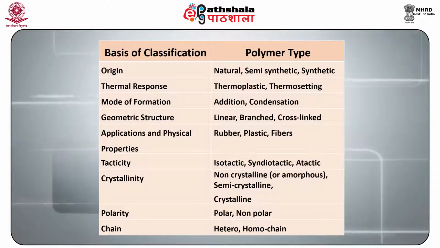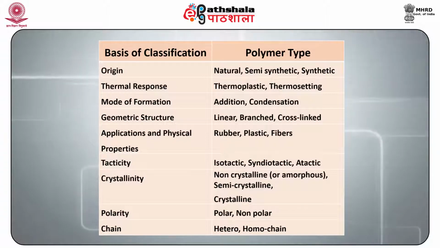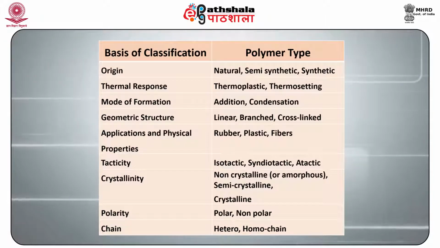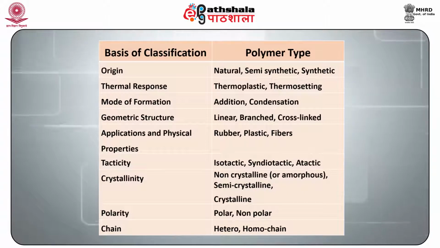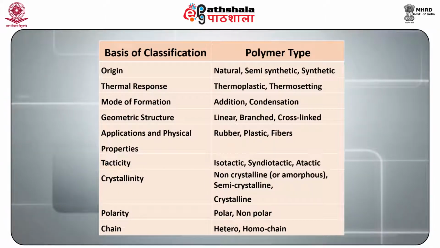On the basis of crystallinity, we have non-crystalline or amorphous, semi-crystalline and crystalline polymers. On the basis of polarity, we can have polar as well as non-polar polymers. And on the basis of chain, we can have hetero or homochain polymers. Now we shall look at some of them in detail.